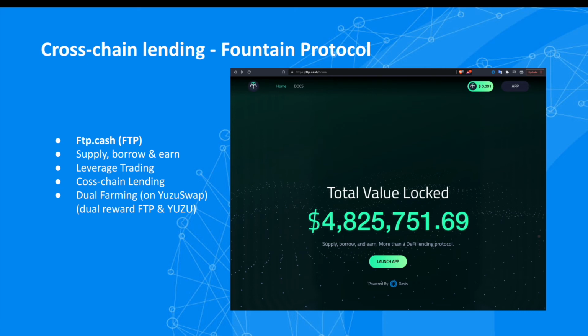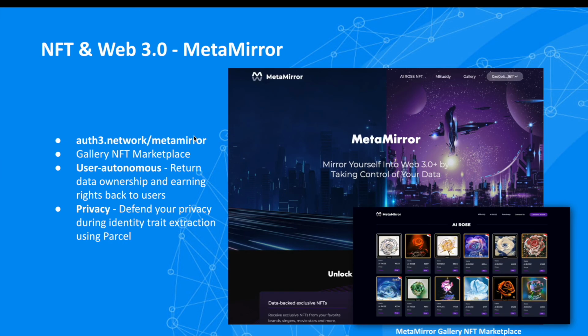You can also check the webpage. It's called ftp.cash and the native token used is FTP. Pretty cool. If you are more into the NFT world, Web3 stuff, and so on, okay? When you are trying to take control of your data in your hands, that's why the Metameter is here, and that's why they're using Oasis.